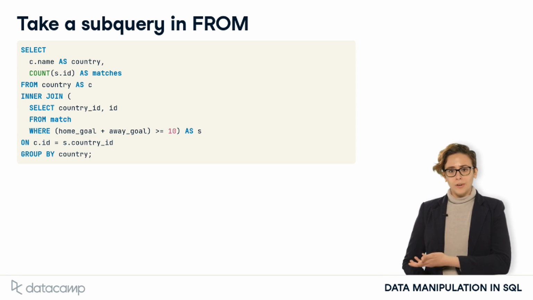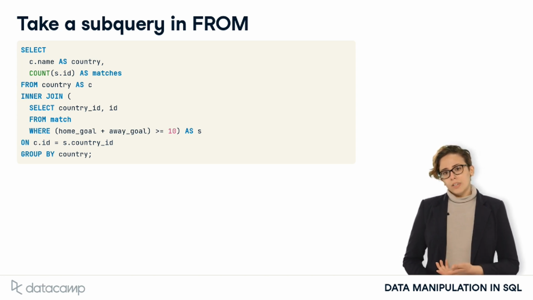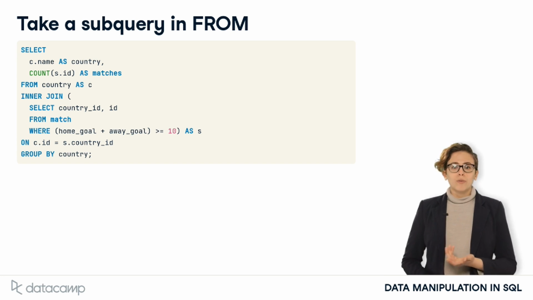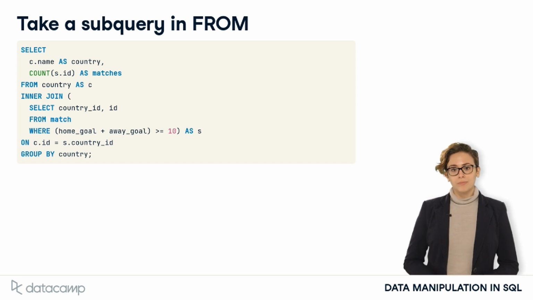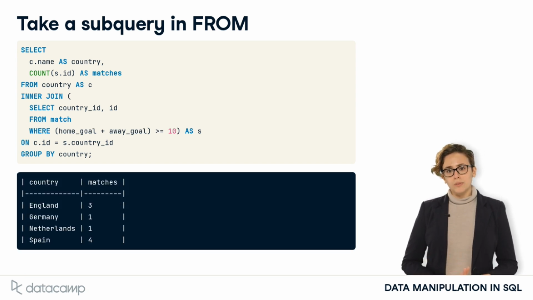The query you see here uses a subquery, S, in the from statement to generate a list of country IDs and match IDs that meet a certain criteria. Specifically, we only wanted matches with 10 or more goals scored in total. This subquery is then joined to the country table, and the number of matches in the subquery is counted in the main query. Here are the results of that query: a short list of countries with very few high-scoring matches.